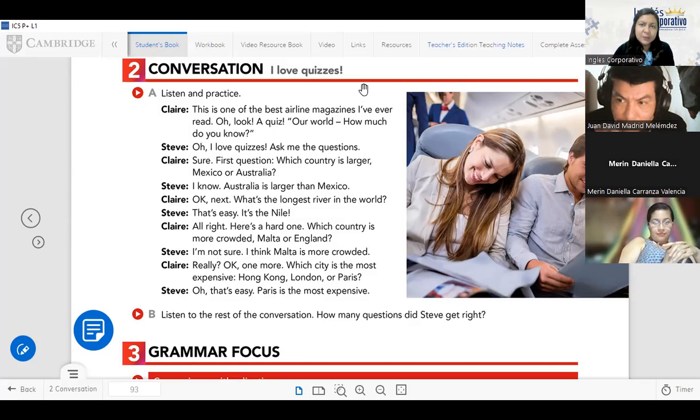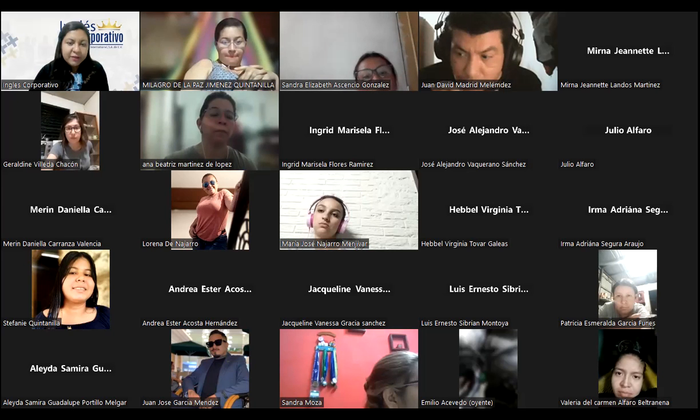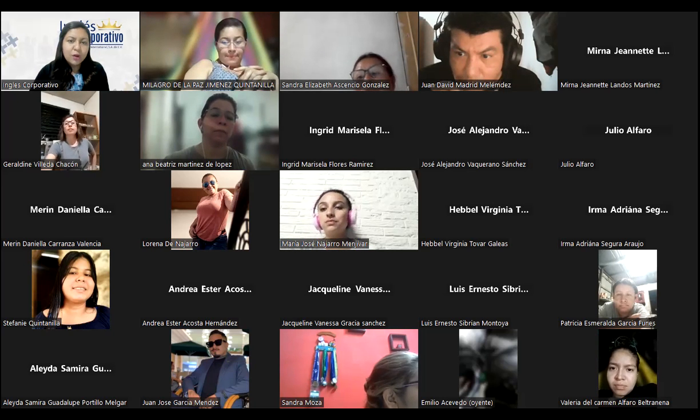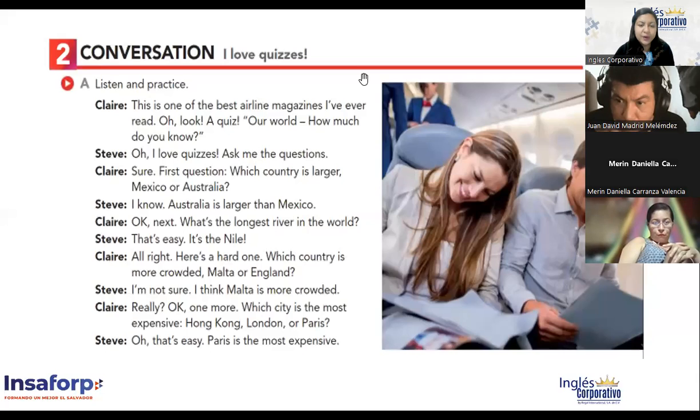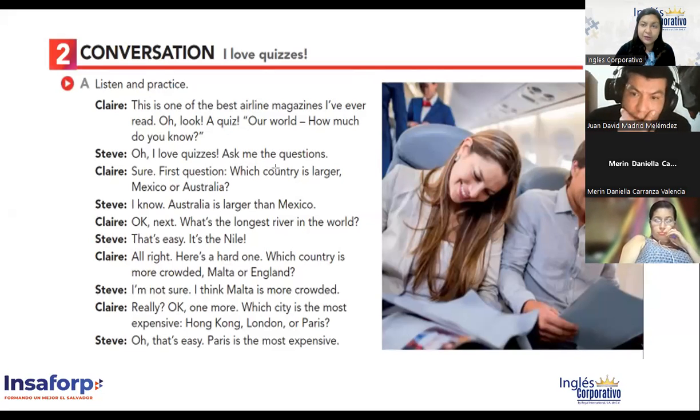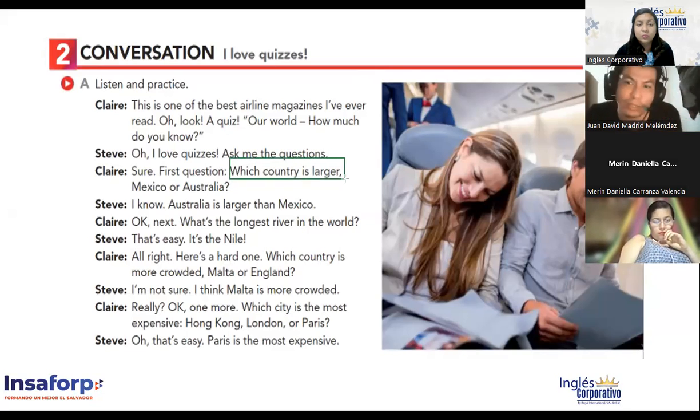Now, guys, in this part, we can find a lot of examples of comparative and superlative sentences. Okay, what is the difference between comparatives and superlatives? Or give me an example of comparatives here in the conversation. En la conversación, un ejemplo es Australia y México. Giant es comparativo. Superlativo es que lo agranda o se exagera, ¿no?